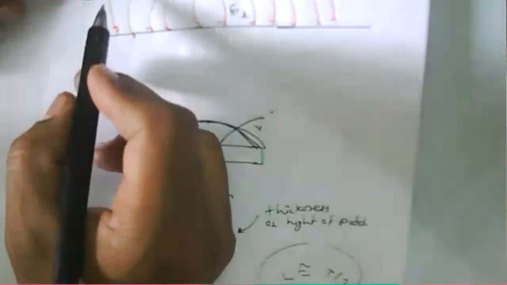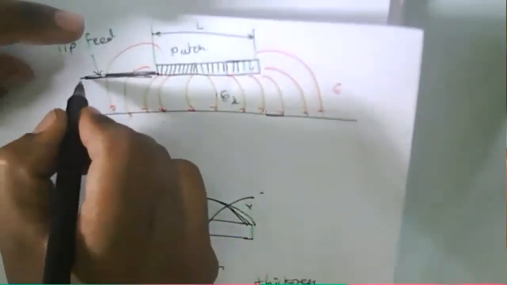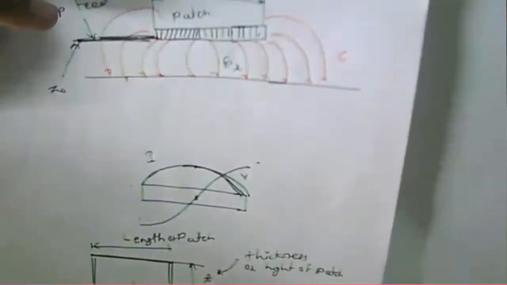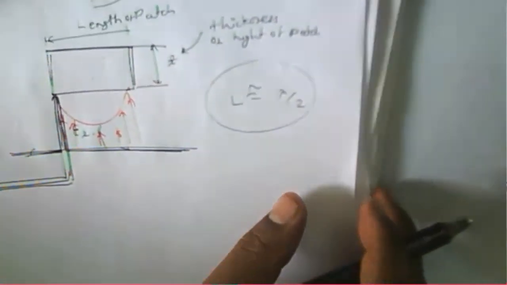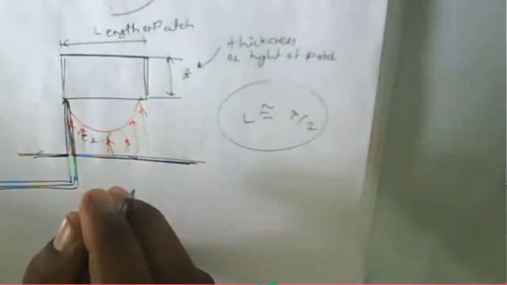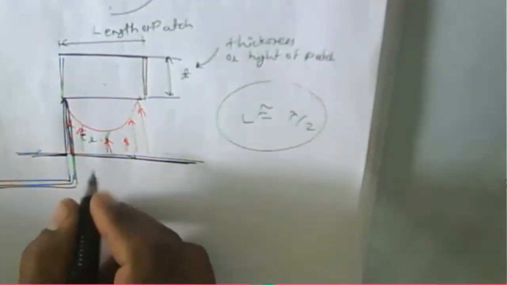Each and every line, whichever strip line we consider, has some particular characteristic impedance. This patch, with its length and width, also has some particular characteristic impedance. So the transmission line and the patch have the same characteristic impedance. Generally, we need to design the microstrip antenna for the conditions of the characteristic impedance of that particular line.